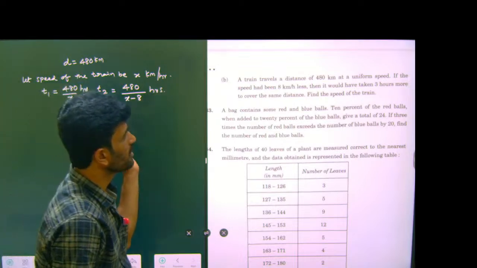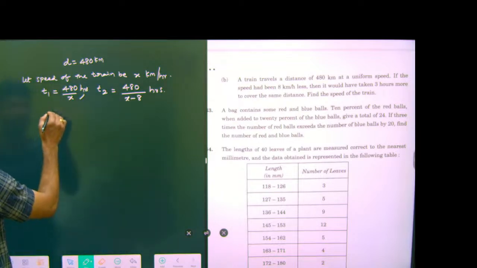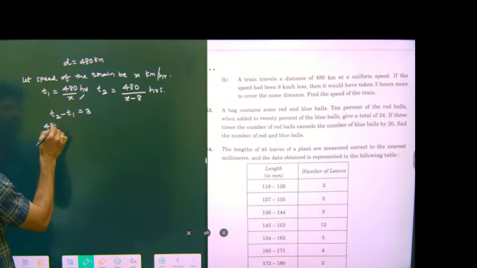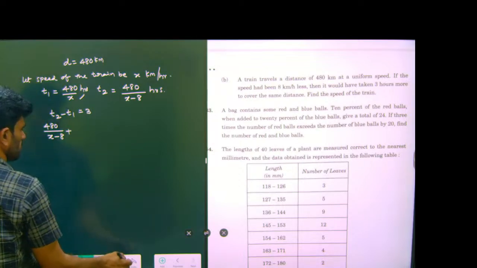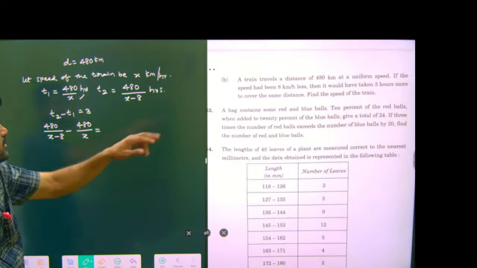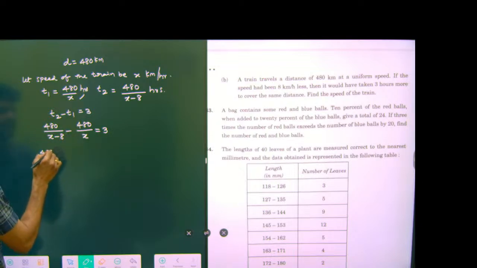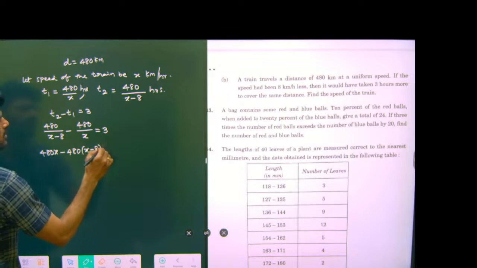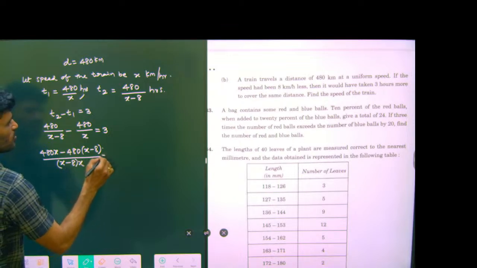Now difference in time is 3 hours. Which will take more time? T2 will take more time than T1. Then we get T2 minus T1 is equal to 3 hours. What is T2? 480 by x minus 8 minus 480 by x is equal to how many hours? 3 hours it is given, so we have to write 3 here. Then after this we know how to simplify. 480x minus 480 into x minus 8, whole divided by x minus 8 into x is equal to 3.